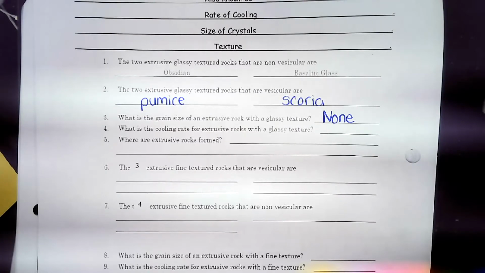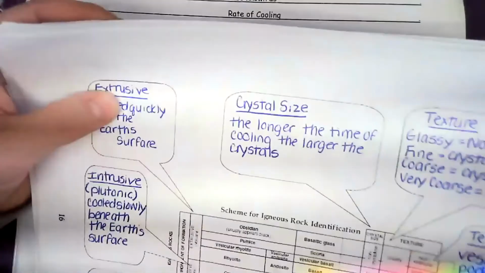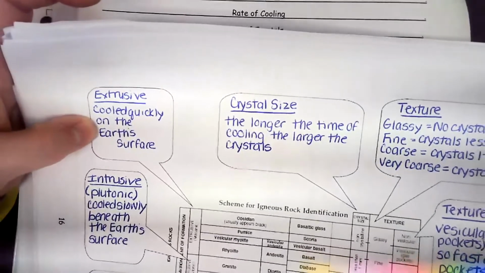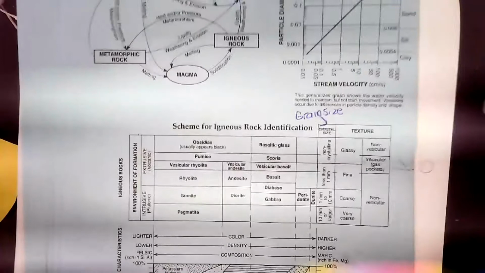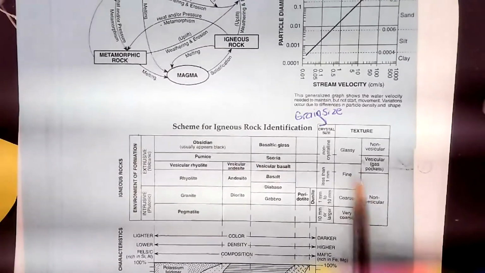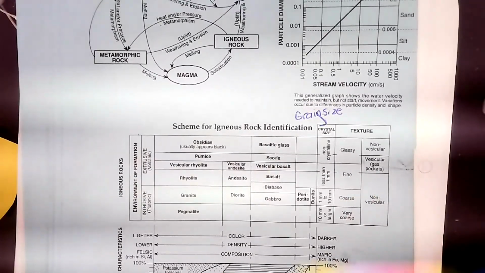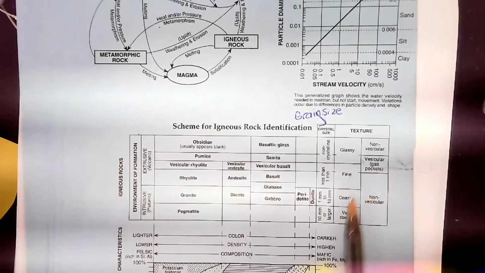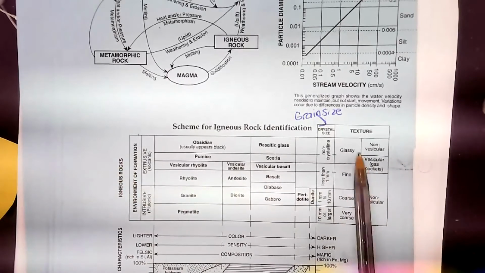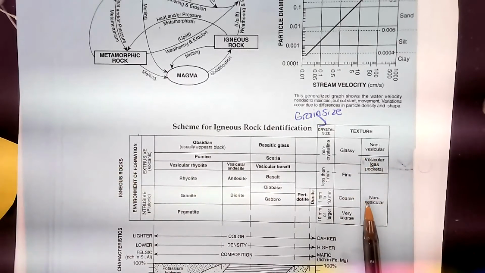And we took those notes yesterday. We said they cooled quickly on the Earth's surface. But here's a kicker that I want to make sure you understand. Glassy and fine, yes, they both cool fast or rapidly. But which one's going to cool faster than the other? They're both extrusive. So they're still both extrusive, which cool fast. So of these two extrusive, what's going to cool faster?